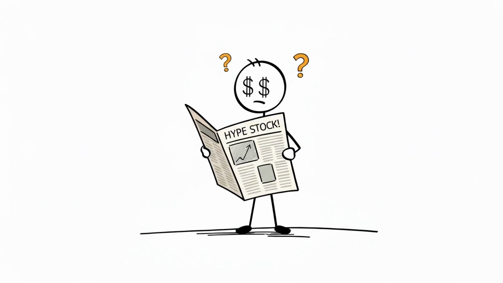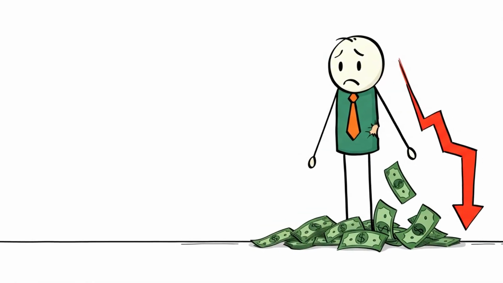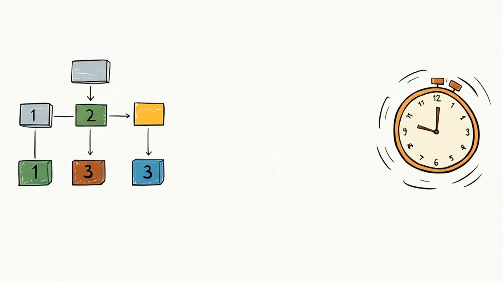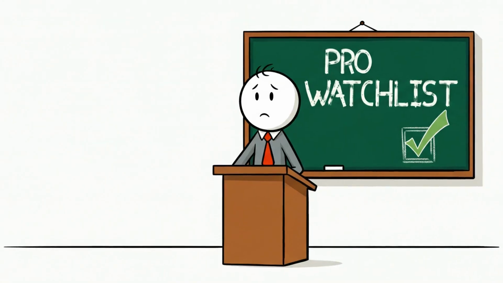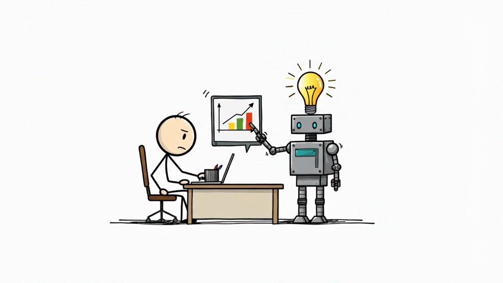Most beginners build their first stock watchlist based on hype and headlines. That is a recipe for losing money. There's a systematic way to do it, and it's faster than ever. Today, we're building your first professional-grade watchlist. We will use AI as our personal research analyst.